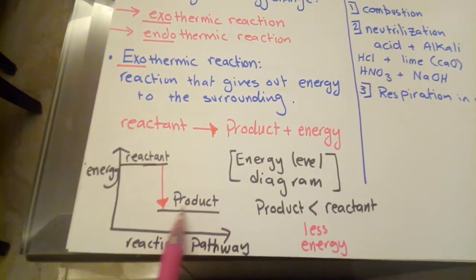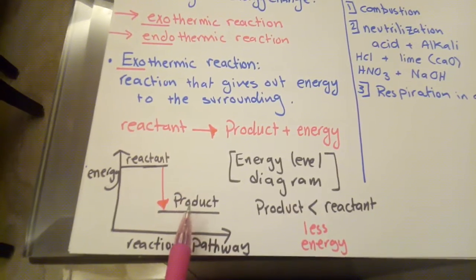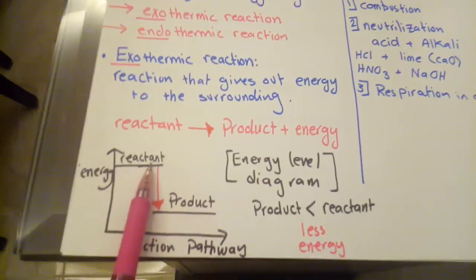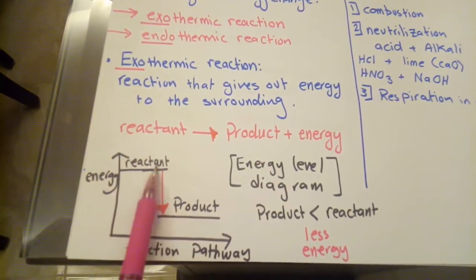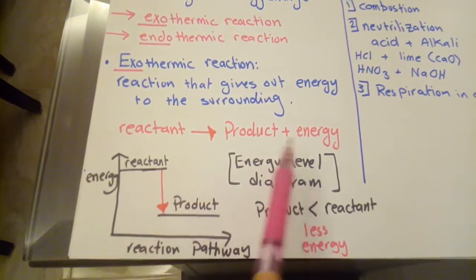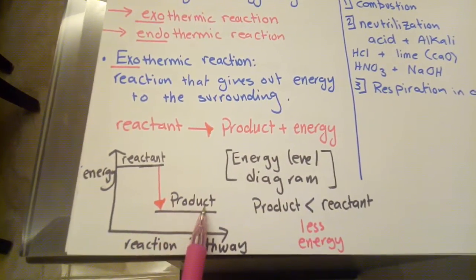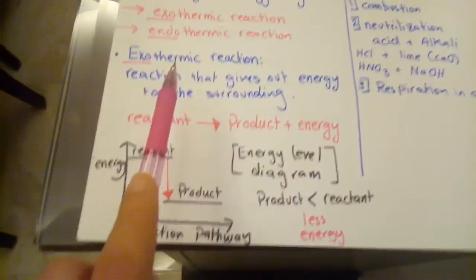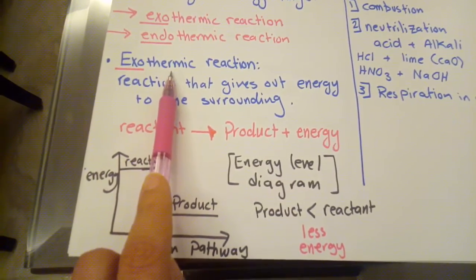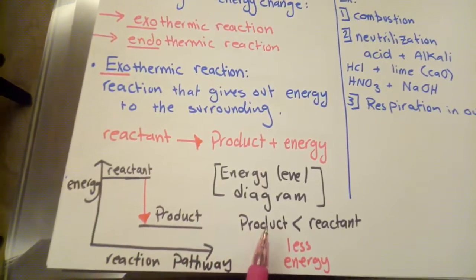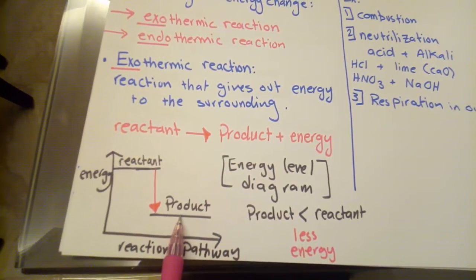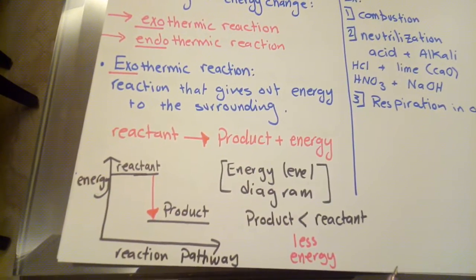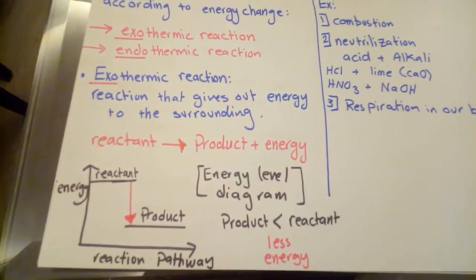So I can see that products will have a lesser amount of energy compared with reactants. Why? Because the amount of energy that was inside the reactants was released to the surrounding in order to make the products. So going down from the reactants to products means the reaction is an exothermic reaction. Again, the product has less energy than the reactants.